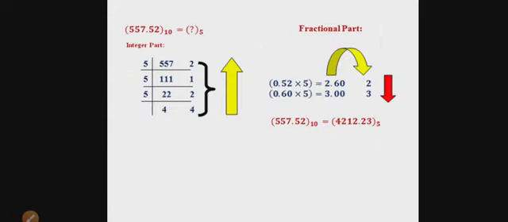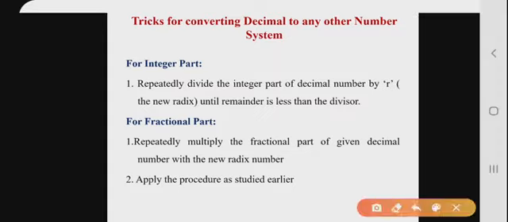Now here we need to convert 557.52, which is a decimal number, into a number which has base 5. So for this we need to understand that 557 will be divided by the base 5. So this is the process for the integer part.